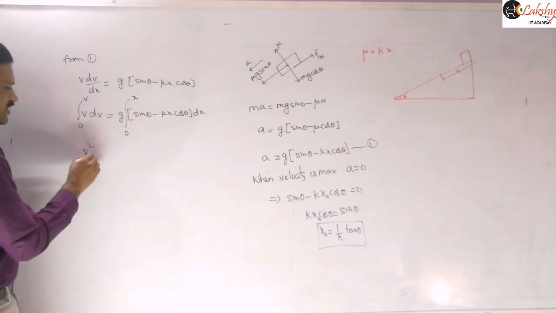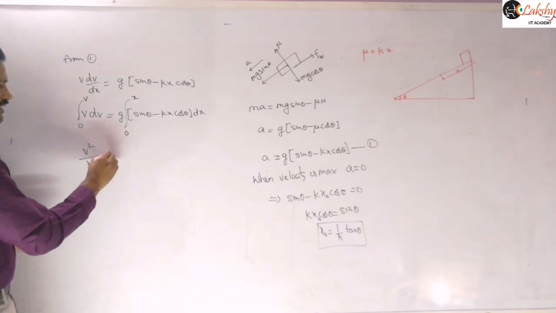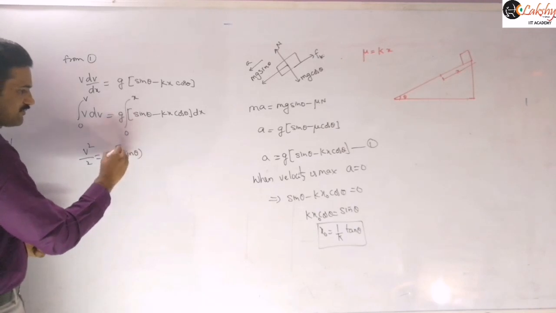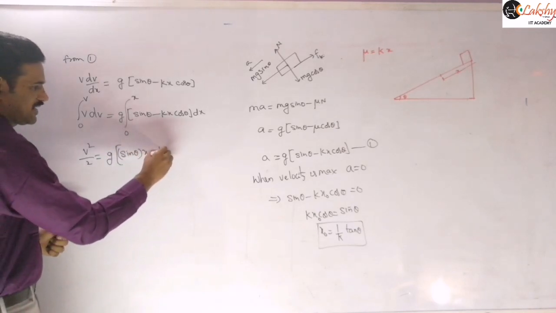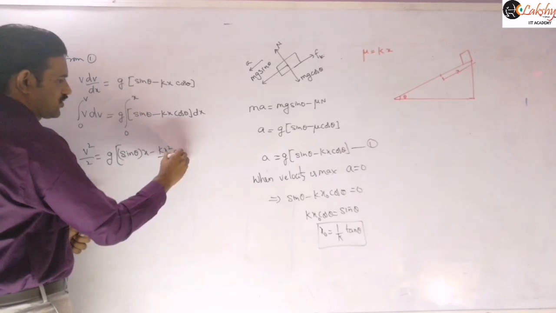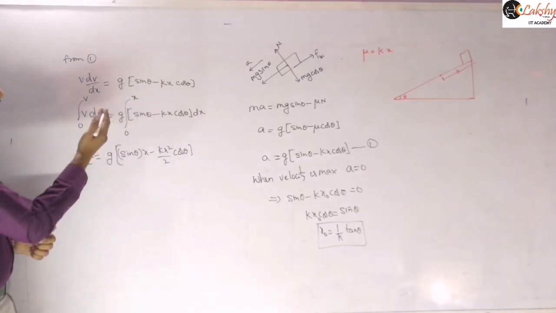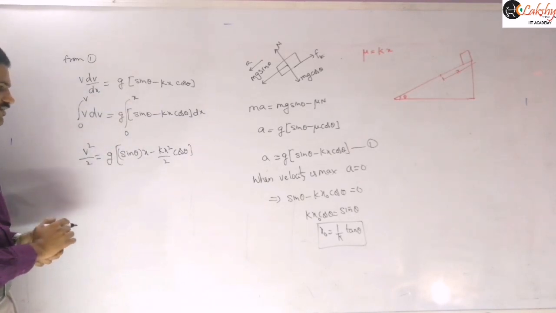So v square by 2 is equal to g sin theta into x minus k x square by 2 into cos theta. Means directly I am integrating and substituting the limits also. 0 to x means you will get that same thing there.